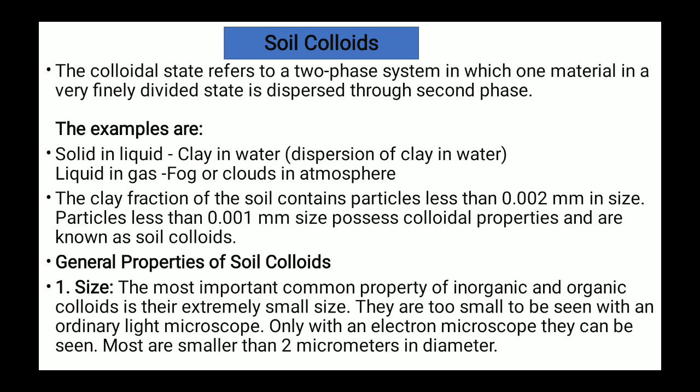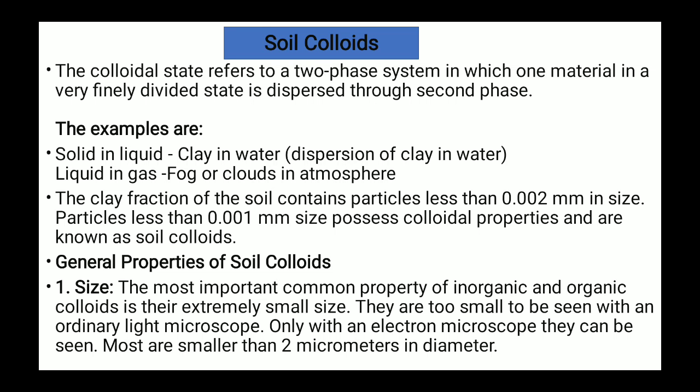There are many examples related with soil colloids, like a solid in a liquid. It is an example of clay in water, dispersion of clay in the water. Another example of soil colloids is liquid in a gas. We can take the example of fog or clouds in the atmosphere. The clay fraction of the soil contains particles less than 0.002 millimeter in size. Particles less than 0.01 millimeter in size possess colloidal properties and are known as soil colloids.